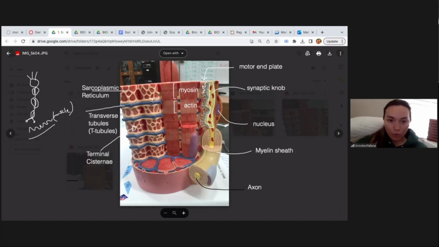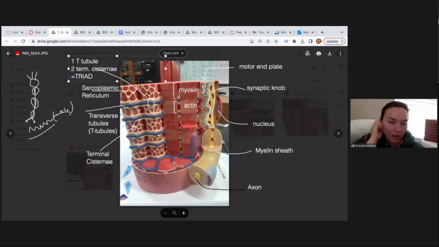Together, 1 T tubule and 2 terminal cisterna, that's what I'm highlighting there. So 1 T tubule and 2 terminal cisterna equals a triad. So on the lab exam, if we highlighted those 3 together, which we have done in the past, we would be asking you to identify a triad.